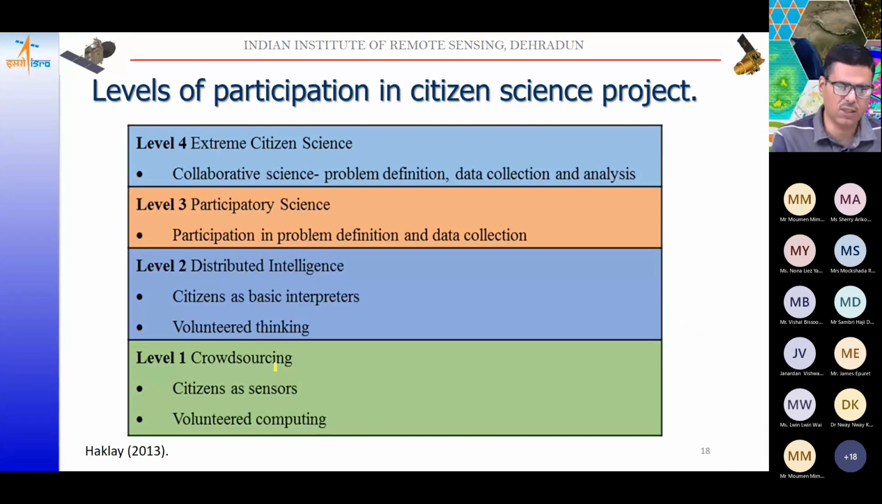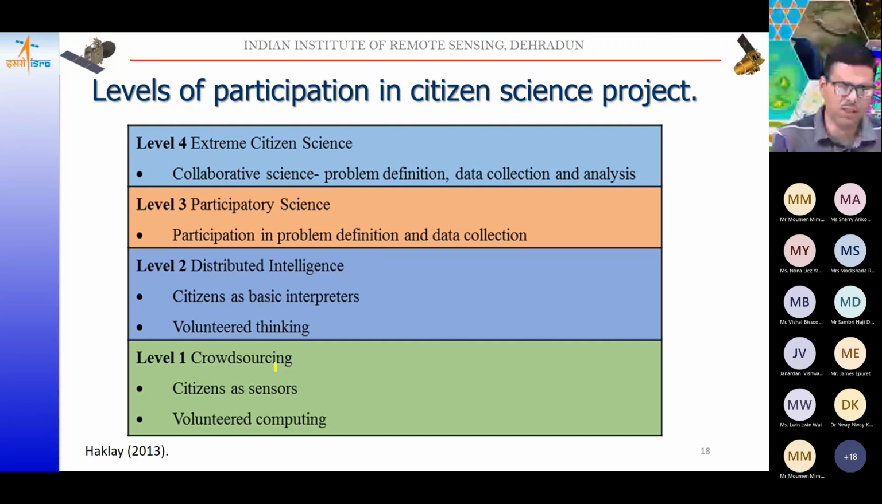It is also a good point to see what the various levels of participation in a citizen science project are. Haklay, in 2013, gave a very good paper wherein he defined the various levels where people can participate. And there are 4 levels, as you can see here. Level 1 he named crowdsourcing, where people participate as sensors, or they could also contribute their machines or systems so that volunteer computing can be done.